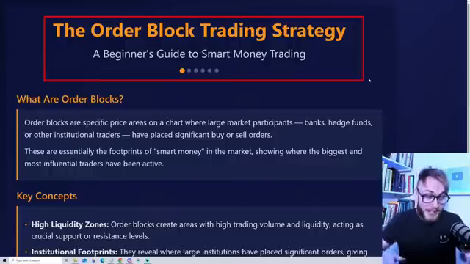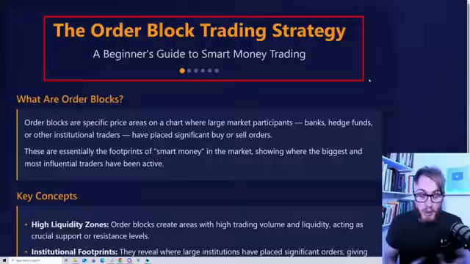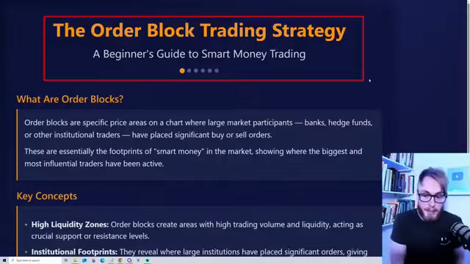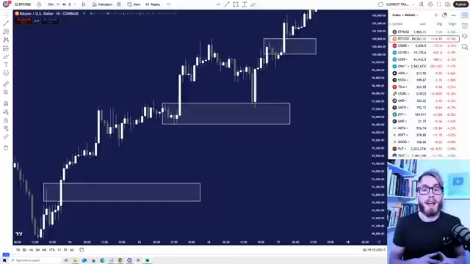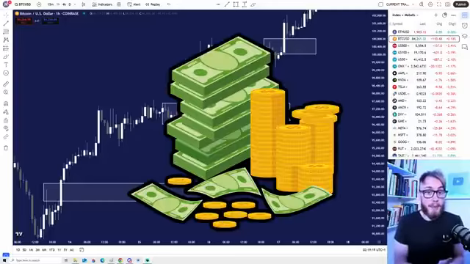And in today's video, I will answer all the common questions, like, for example, what is an order block in the first place? What is the difference between order blocks and supply and demand? What is the difference between order blocks and support and resistance? And we will also take a look at an order block trading strategy step by step.